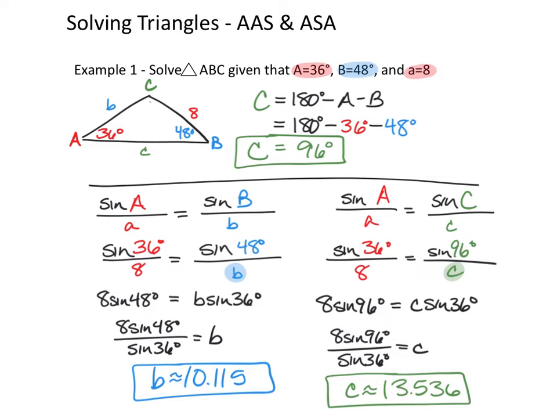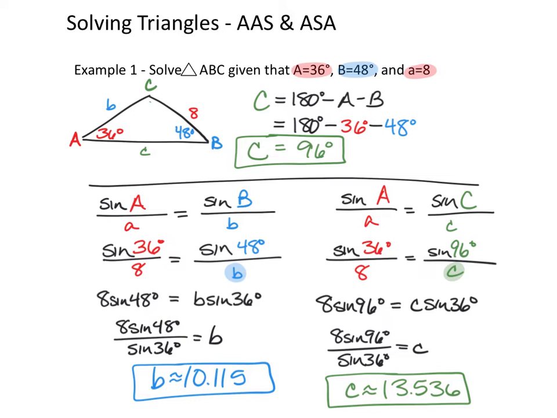Now, the reason that this works, even though we weren't really given either angle B or angle C, is that if you know two of the angles in a triangle, which we do in either case, you can find the third very easily: 180 minus the given angles.